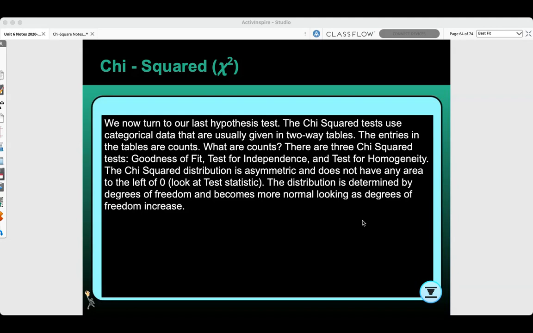For example, different dog breeds, number of students who are left or right-handed, male or female students who took the SAT. Those are what counts are. You're counting individual things. There are three chi-square tests: goodness of fit test, test for independence, and test for homogeneity.